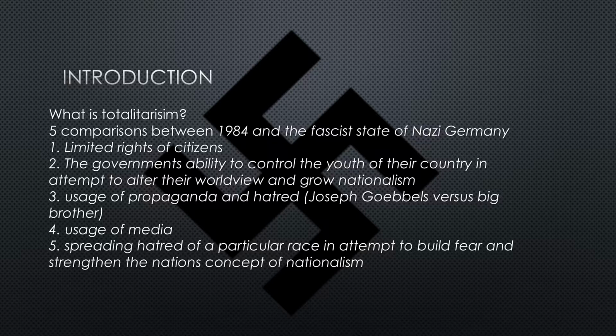Within the following slideshow, the audience will be introduced to 5 comparisons between the critically acclaimed novel 1984 by George Orwell and the fascist state of Nazi Germany. The 5 comparisons consist of the topics: the government's ability to control the youth of their country in an attempt to alter the worldview and grow nationalism, limit rights of citizens, propaganda, usage of media, and spreading hatred of a particular race in an attempt to build fear and strengthen the nation's concept of nationalism.